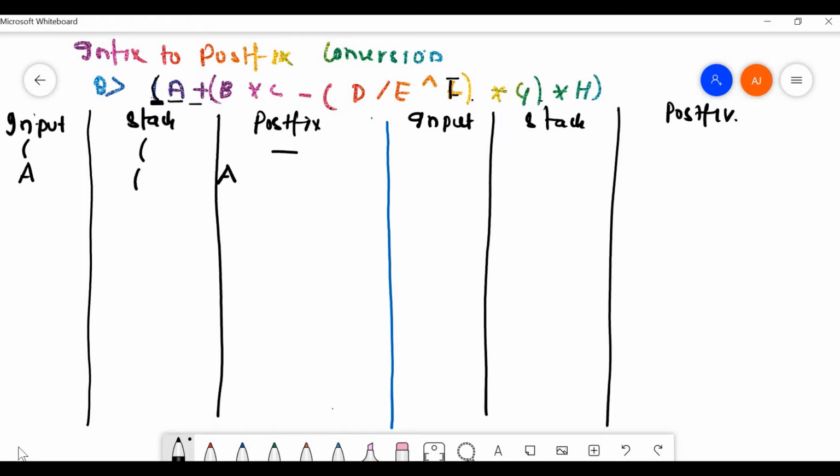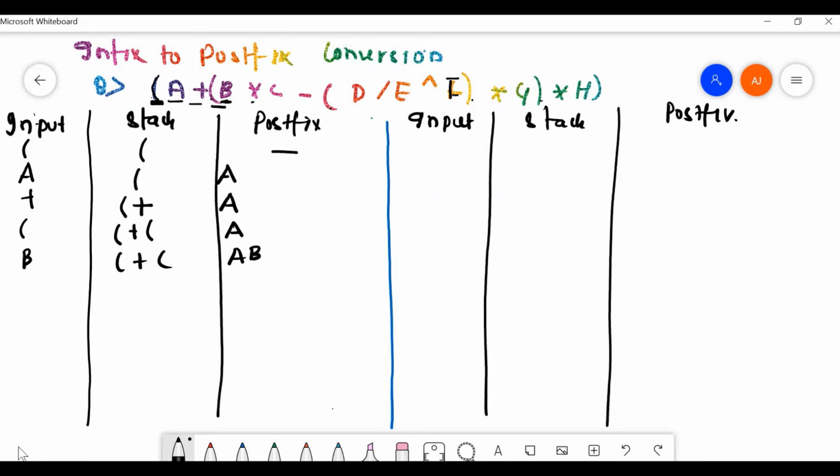Again plus is there, plus encounters here, so plus will go to the stack. We know parenthesis and plus goes to the stack. So parenthesis plus, a is as it is, there is no change. Again another parenthesis comes here, so it becomes parenthesis plus parenthesis, again there is no change in postfix. Now b comes here, so we have b, so parenthesis plus parenthesis, and a and b.